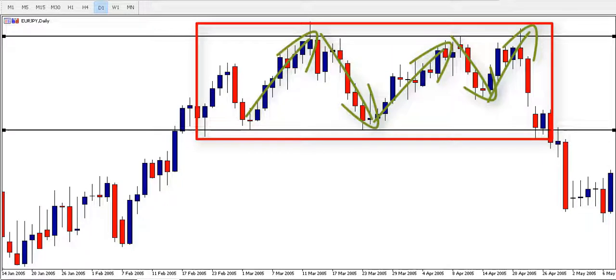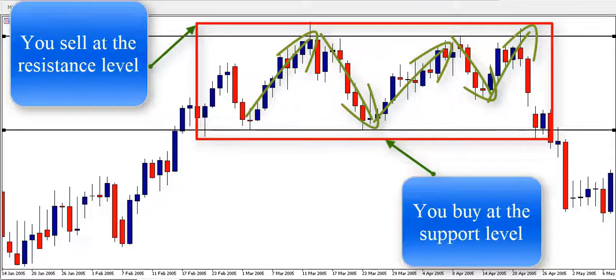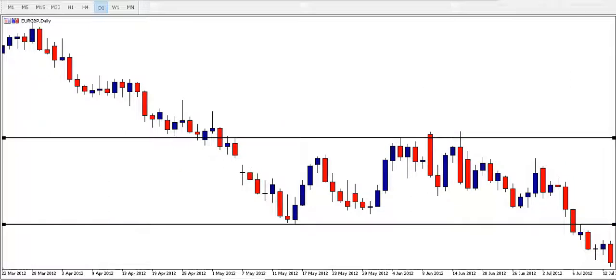Because buyers are no more in control of the market, buyers and sellers are equal, and the best trading decisions should be taken from the boundaries. I mean from support and resistance. Let me give you another chart example.